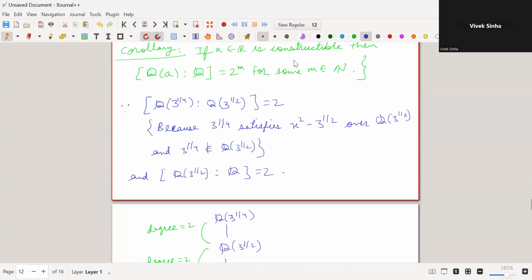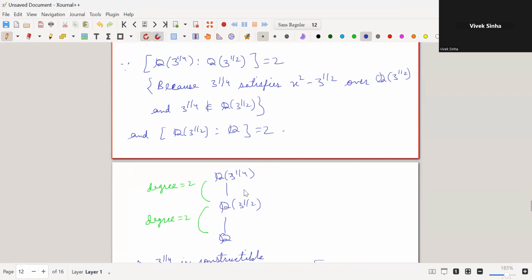So we are trying to construct a tower. The tower is like this: Q, then Q(root 3), which has degree 2, and then Q(3 raised to 1 by 4), which has degree 2 over Q(root 3). Why? Because 3 raised to 1 by 4 is not inside Q(root 3), right? Q(root 3) will contain elements of the form a plus b root 3. It won't contain 3 raised to 1 by 4, right? So its degree has to be greater than or equal to 2, but it also satisfies the equation x square minus root 3 over Q(root 3).